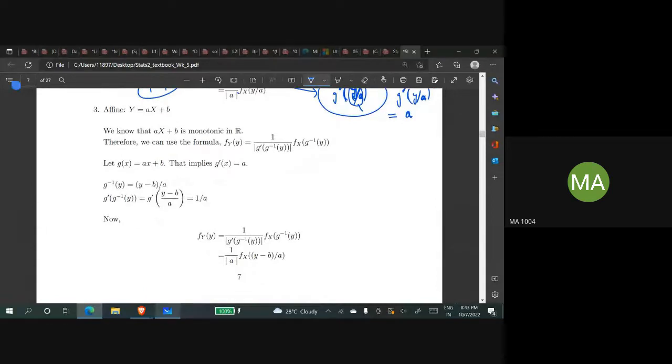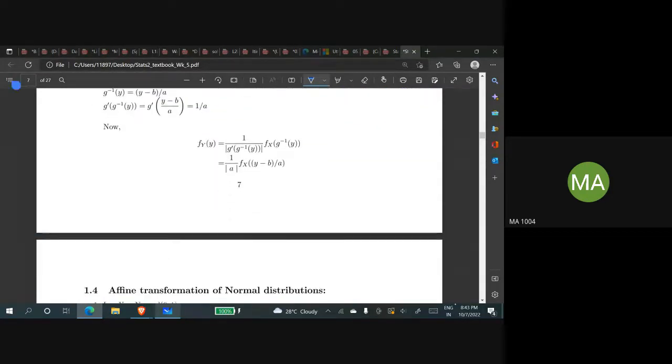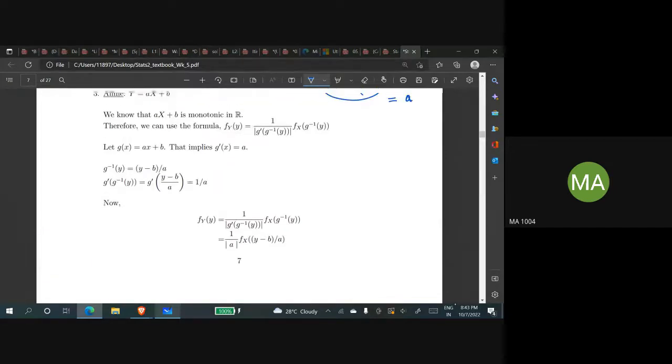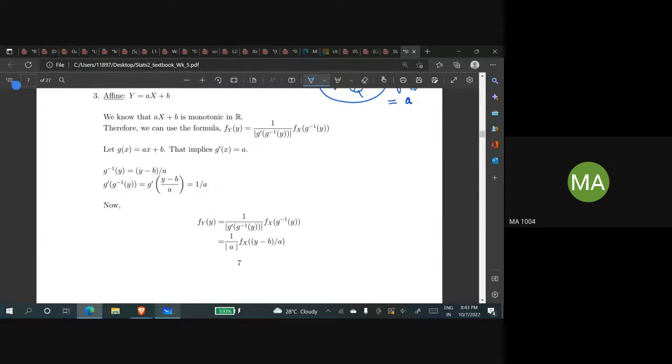Now we looked at translation, we looked at scaling. Then we have affine transformation, that is nothing but just ax plus b. I would suggest you to just do it yourself. It's the same process. You will get the final result as 1 by mod a, f x of y minus b by a.